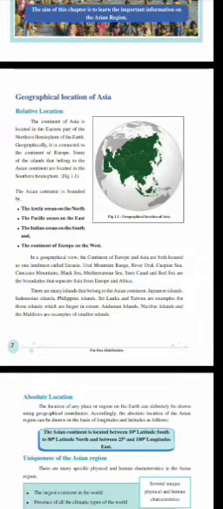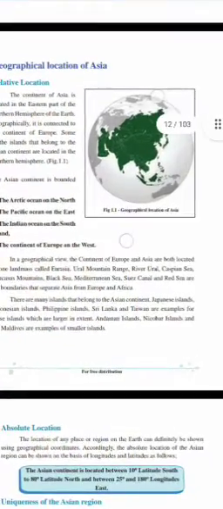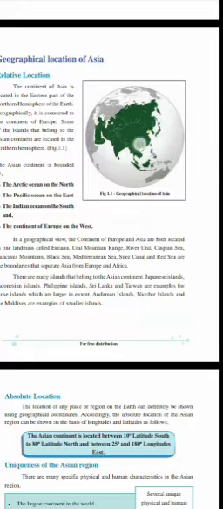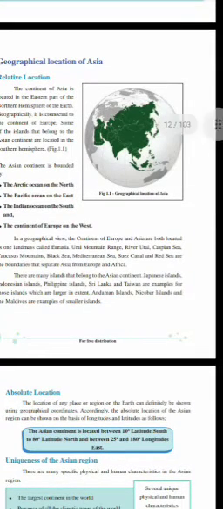Then let's talk about relative location. Now I told you earlier that the relative location is the land-based, ocean-based location of the surrounding area, and the Asian continent is bounded by the Arctic Ocean on the north, the Pacific Ocean on the east, the Indian Ocean on the south, and the continent of Europe on the west.